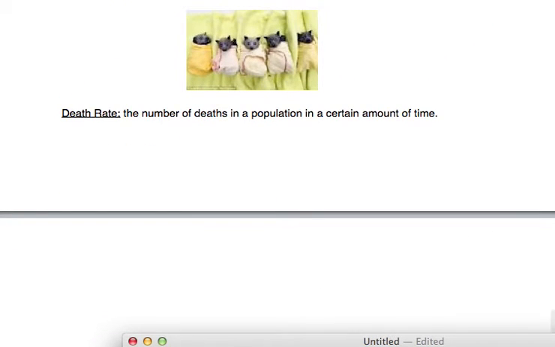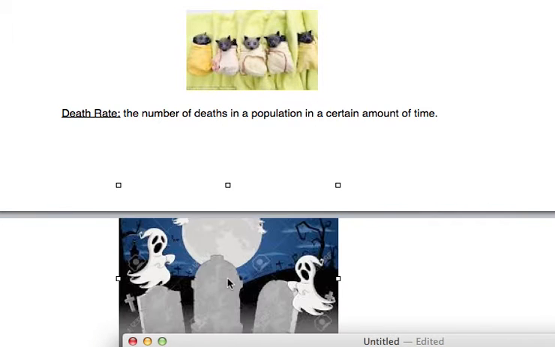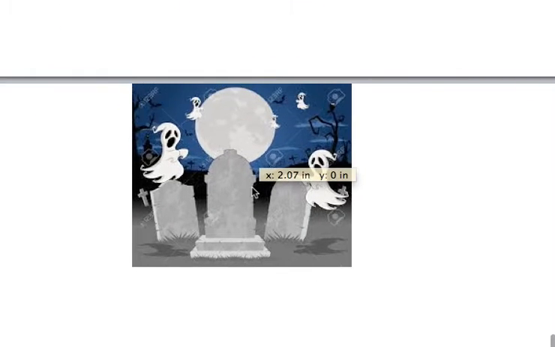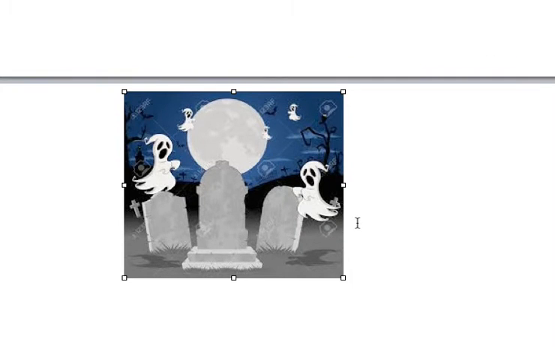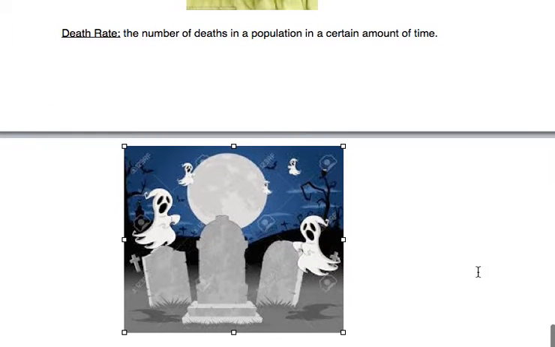And because it is close to Halloween, I'm going to give you a little picture of some spooky ghosts in a graveyard to illustrate what death rate might look like.